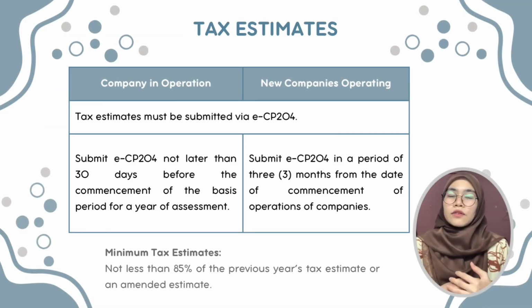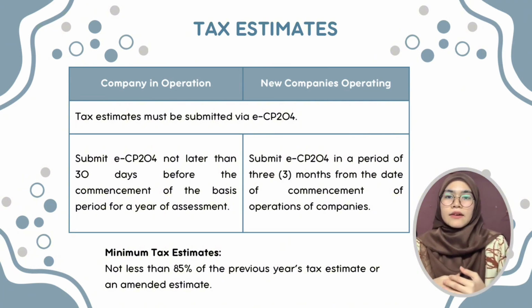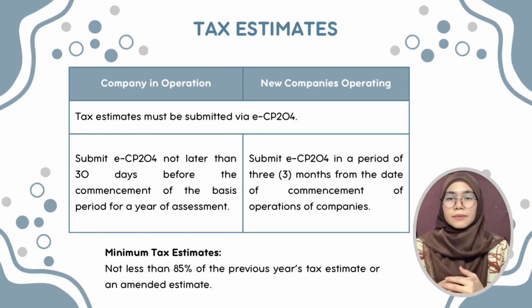Let's start with an overview of tax estimate. Companies need to submit the ACC3623 form before the tax year begins. For established companies, this form must be submitted at least 30 days before the start of the assessment year. New companies, however, have 3 months from the start of their operation to submit it.